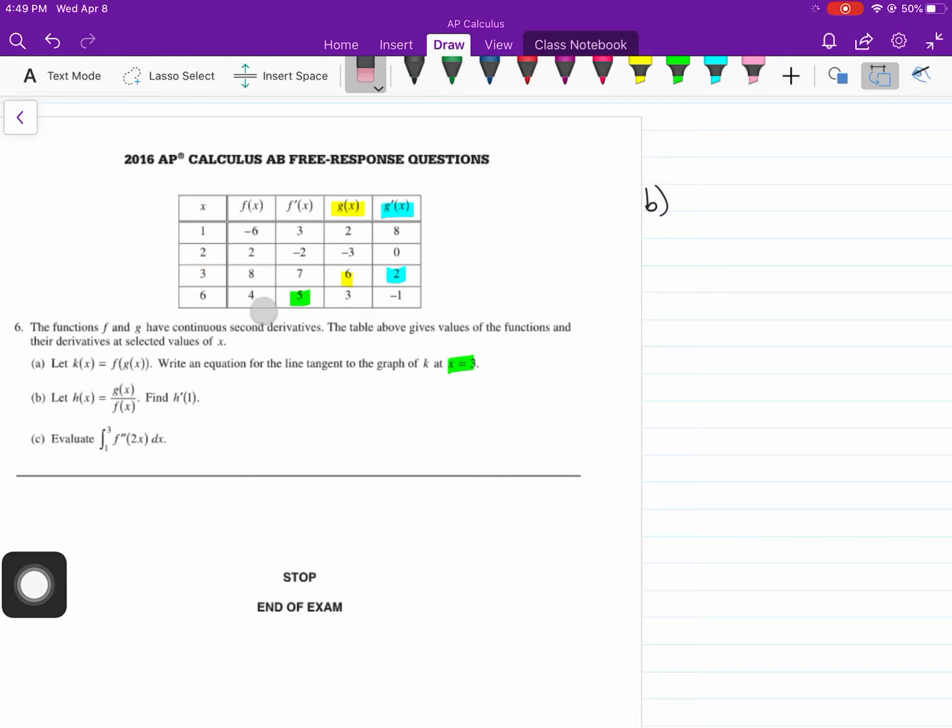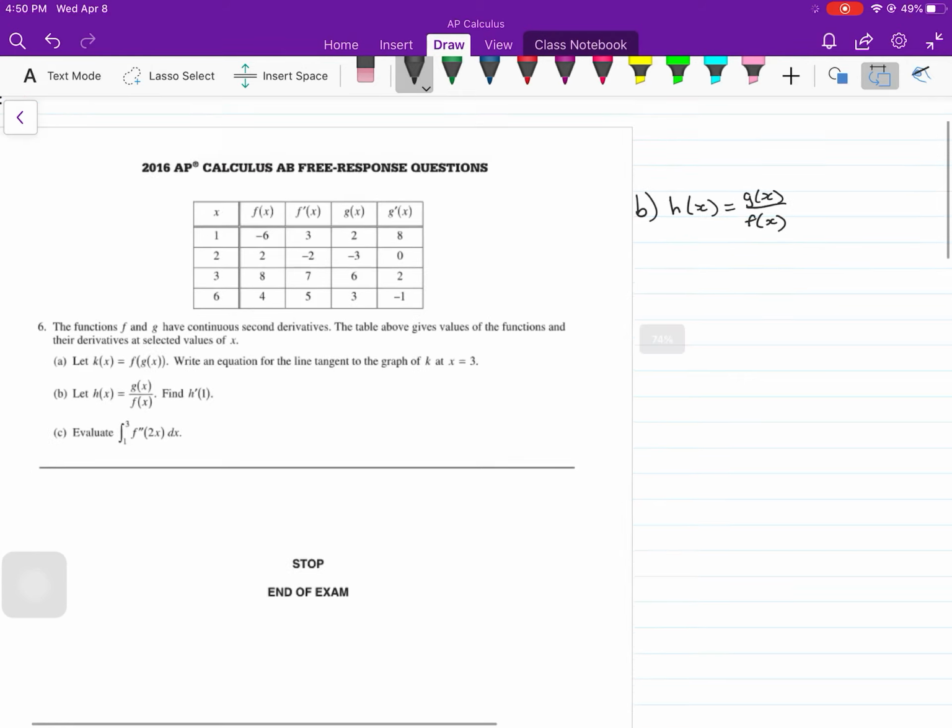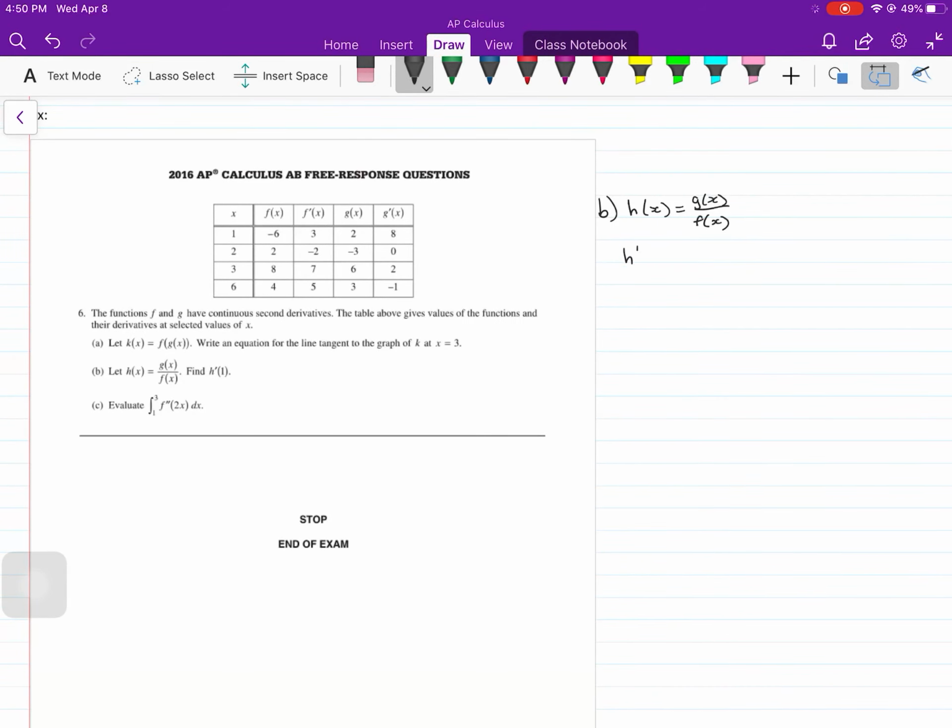So part B, I'm going to erase all this highlighting. This one's just going to use a good old quotient rule. So h of x equals g of x over f of x. They want us to find h prime of 1.